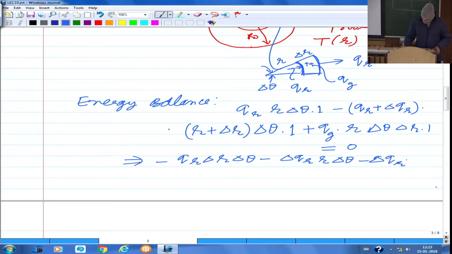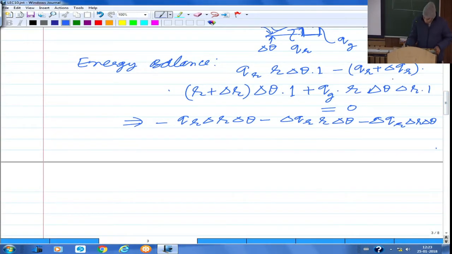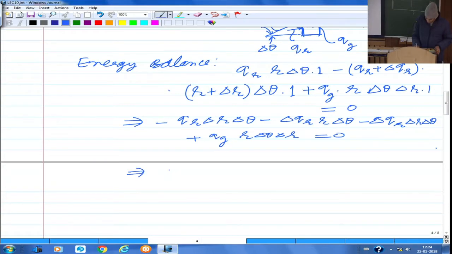So delta QR into delta R into delta theta is another, and so these are the three terms. One we have already cancelled out, plus you have of course this QZ into R into delta theta into delta R is equal to 0. Now, these two terms, QR delta R and delta QR into R, I can write the first two terms as basically minus of delta QR, this small r is actually subscript, so you should keep that in mind, into R into delta theta.